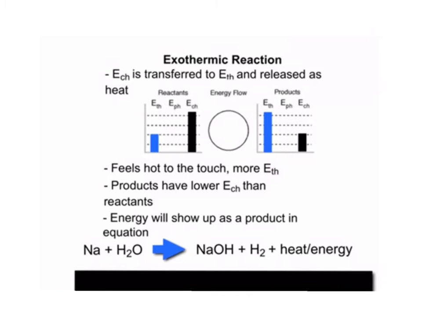So some of the key things about an exothermic reaction. The easiest way to tell: you react 2 substances. Does the vessel or the container that you perform that chemical reaction in feel hot? And then we can use some other things to figure out what type of reaction it is.